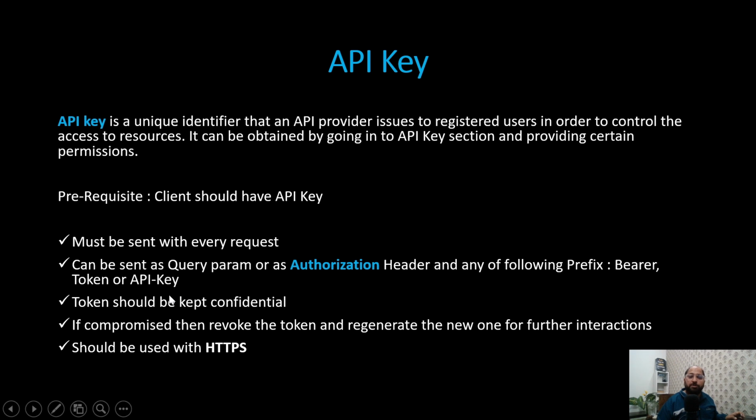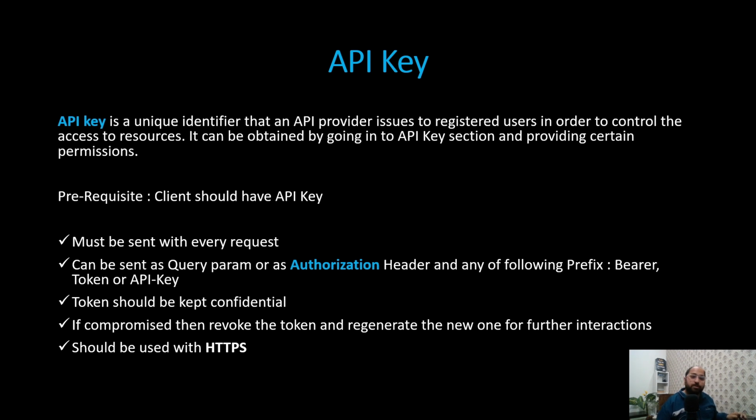Now there are some instructions when we are dealing with API key. We should store the token confidentially. If it is compromised, we should revoke the token and regenerate a new one for further interactions. And API key should also be used along with HTTPS, right?